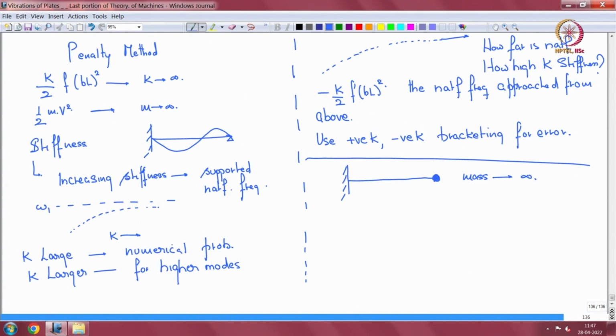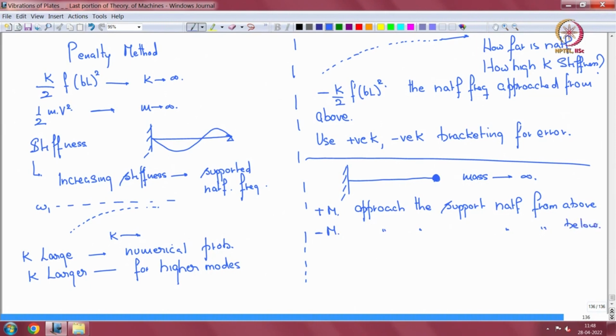Now, just as you did here, if you implement it using positive m values, then you approach from above. It is interesting. You approach the constrained or supported beam natural frequencies from above. And if you use a negative mass, you approach from below.